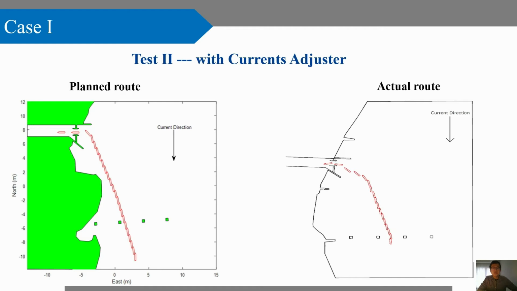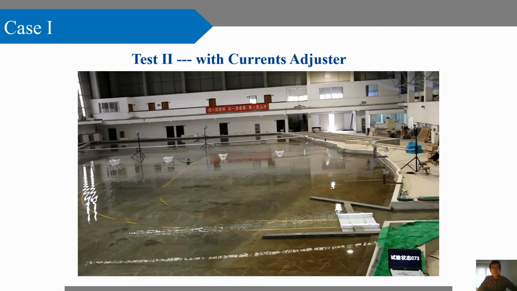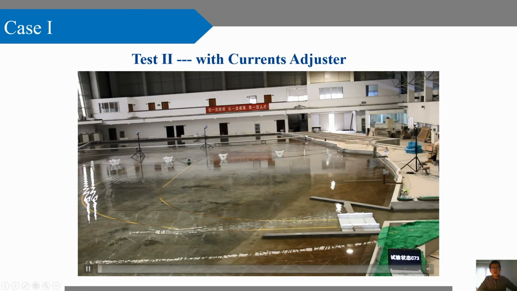As the left picture shows, the planned route becomes quite different from the previous one. The right picture shows the real trajectory the ship made in the experiment, and the current condition remains identical. This is a record of test 2.